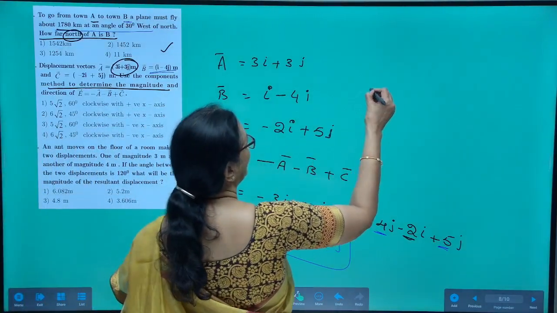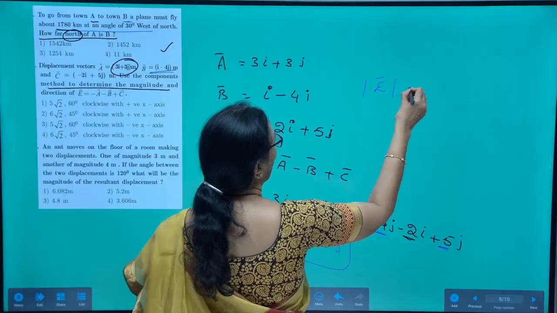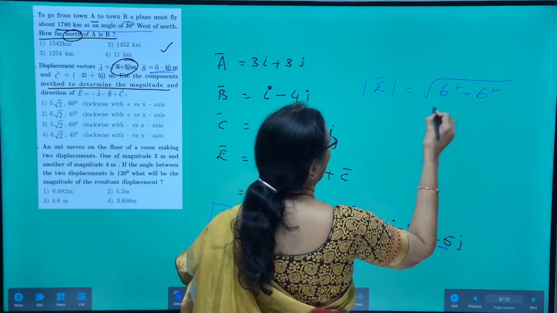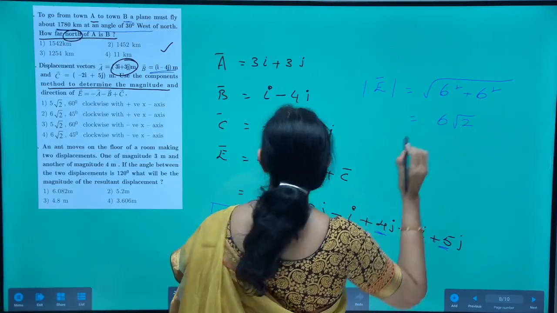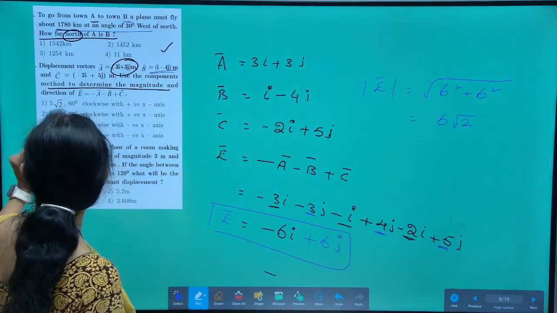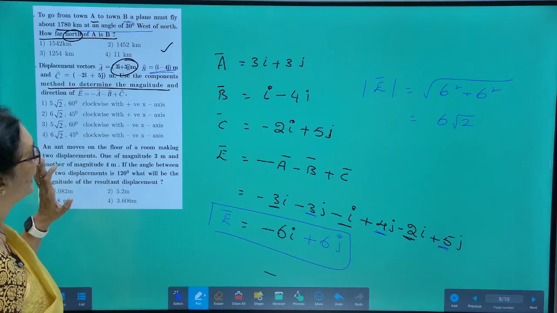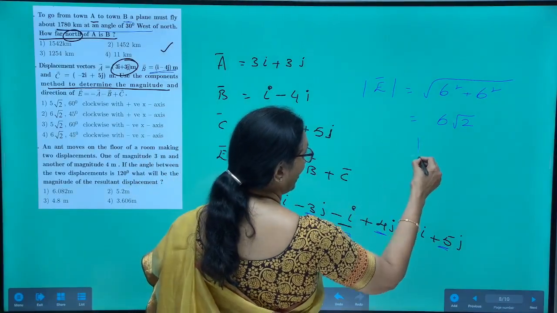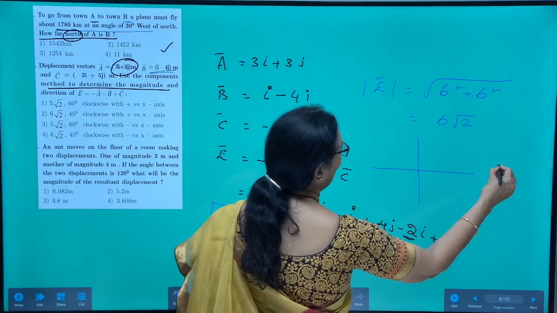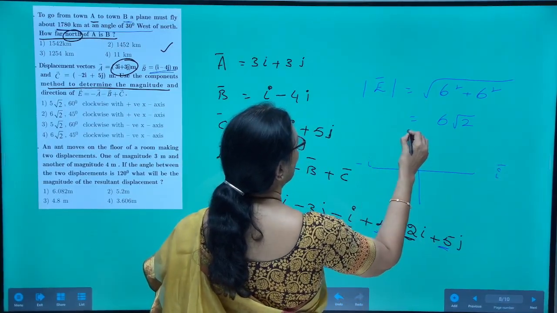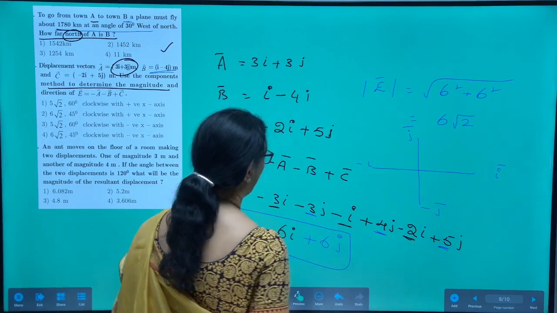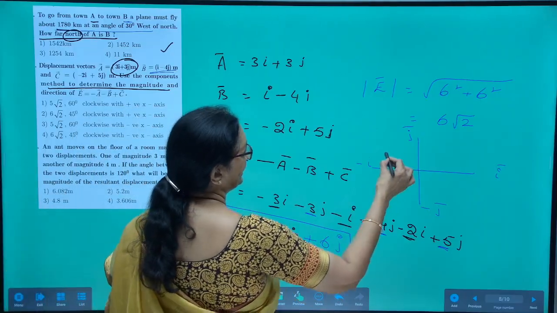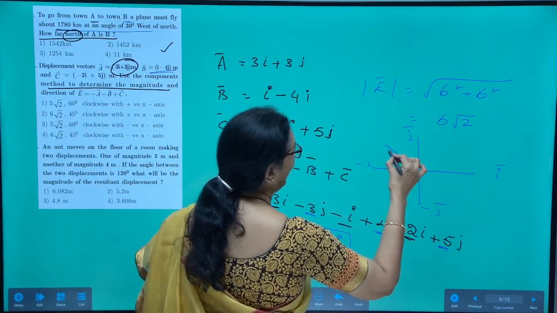Now the magnitude of E bar is root of 6 square plus 6 square. This is 6 root 2. So that is perfect, 6 root 2. Okay, now we need to find out the direction. So I am drawing this. This is i bar, minus i bar, j bar, minus j bar. This vector is minus 6i plus 6j. So it will be like this.